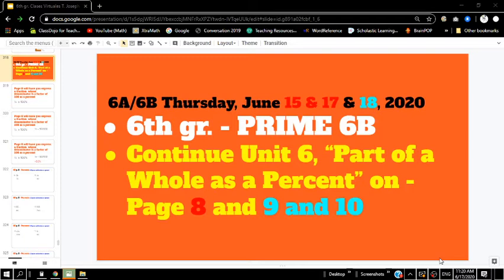Today we're going to be just recording the video for Monday, today, and on Friday, just because the concept is pretty much the same. We're going to be looking at Unit 6 inside of our Prime 6B book, primarily pages 8, 9, and 10, looking at the concept of changing a whole number to a percent, or even a fraction to a percent, and a decimal to a percent to a decimal, and a whole bunch of just conversions like that.